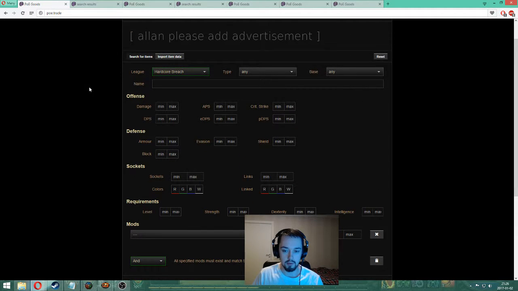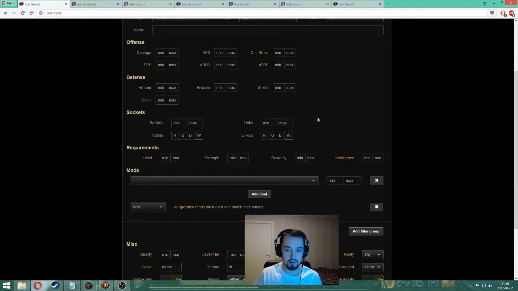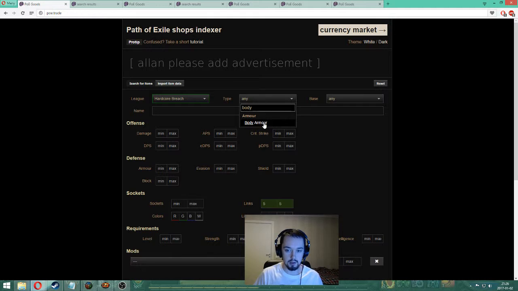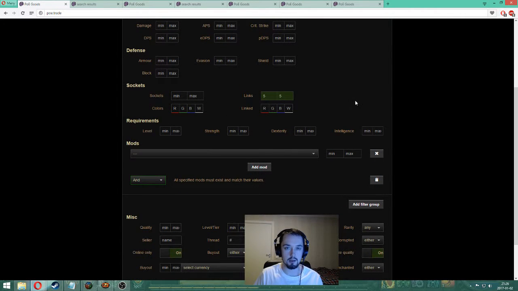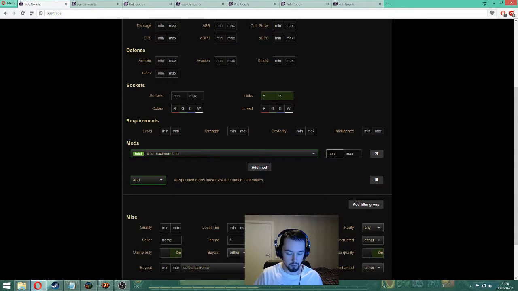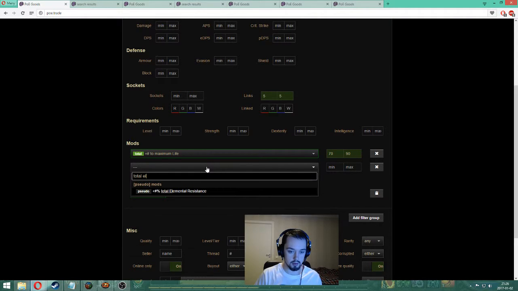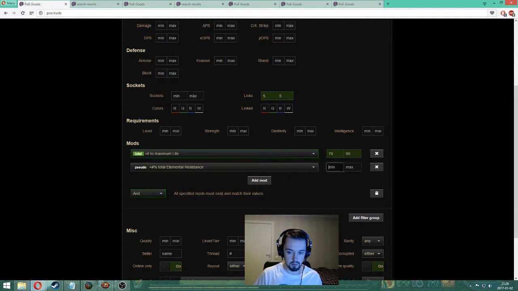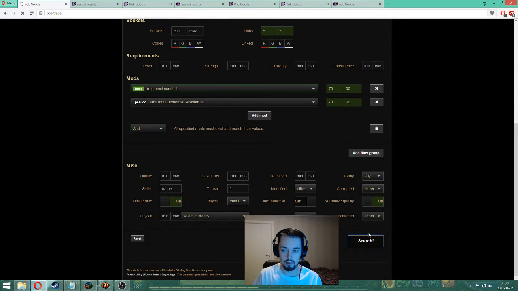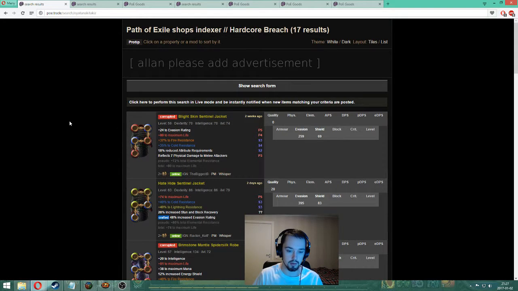Let's say I have recently upgraded my chest piece, so I want to sell my old chest piece. It's a 5 link, it's a body armor, and it has 80 life and 80 total resist. So you put in here in the mods life. You don't want to be too specific, so we put slightly over and under the life value we had. Same for total elemental resistances. We can put the same over and under. 10 above is fine for this type of situation. 10 under or above, and we get 17 results.